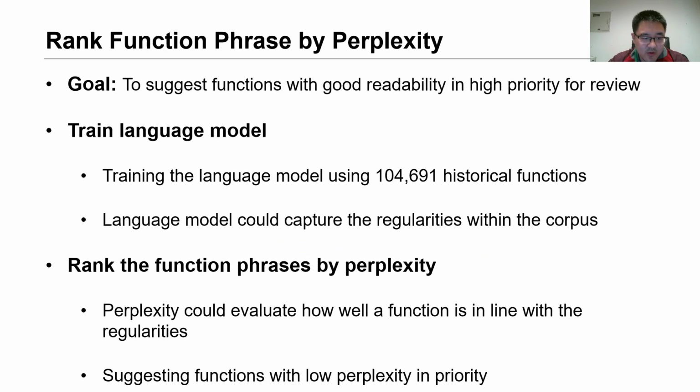To suggest functions with good readability in high priority for early review, we utilize an n-gram language model to rank the combined results. We rank all the extracted transaction functions by perplexities. In this step, we train a language model using the history transaction functions. The trained language model could capture the regularities within the corpus. Using the trained language model, we can also calculate the perplexities, which measure how well a function is in line with the history transaction function corpus. Then, we suggest functions with low perplexities in priority.